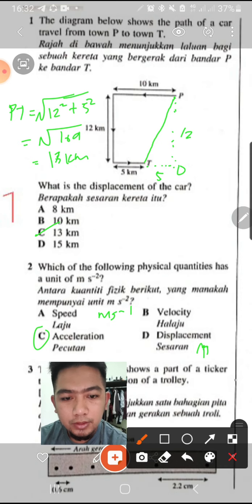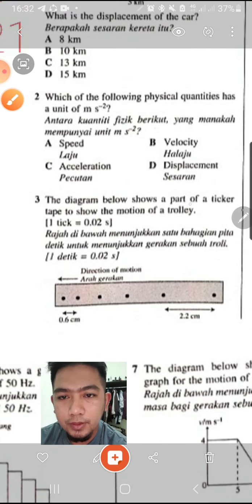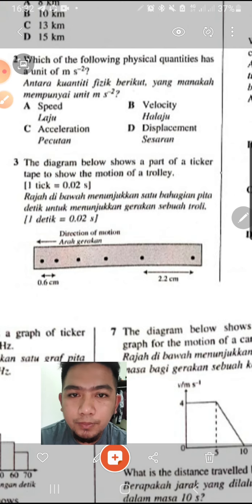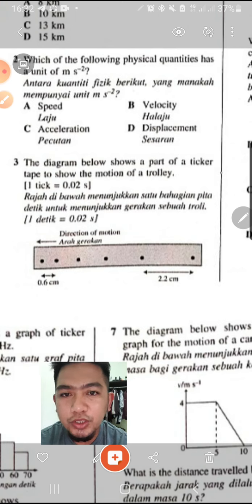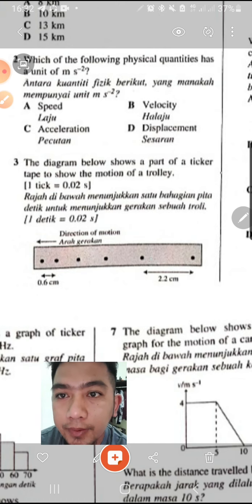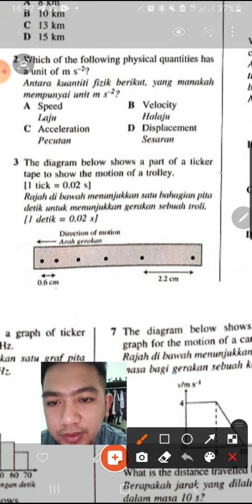Alright. So next, question 3. The diagram below shows a part of a ticker tape to show the motion of a trolley. Okay, motion dia di kiri. Okay. Alright. So dia sudah bagi sini information. The distance between these two dots. Okay. So apa maksud dia ni? This one 0.6 cm. So motion dia pergi kiri.